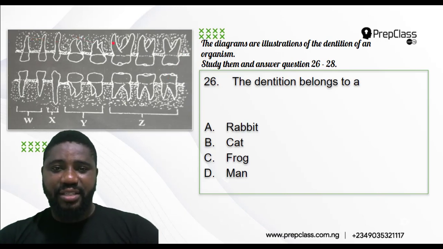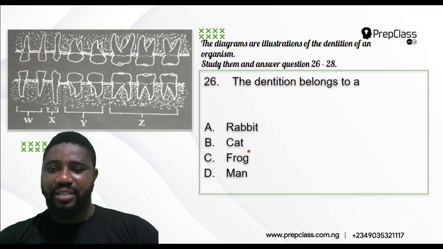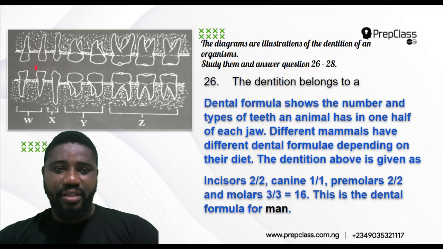So you can see that this is a diagram of the teeth, the dentition of an animal. The dentition belongs to a rabbit, a cat, a frog, or a man. Look at the diagram well. You can see these first teeth here are incisors, that is 2 up, 2 down, canine, 1 here, premolars, 2 up, 2 down, molars, 3 up, 3 down.